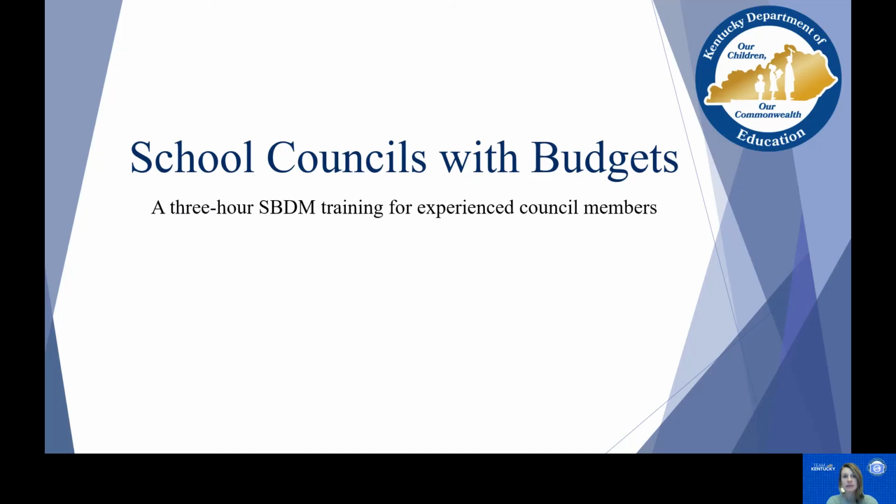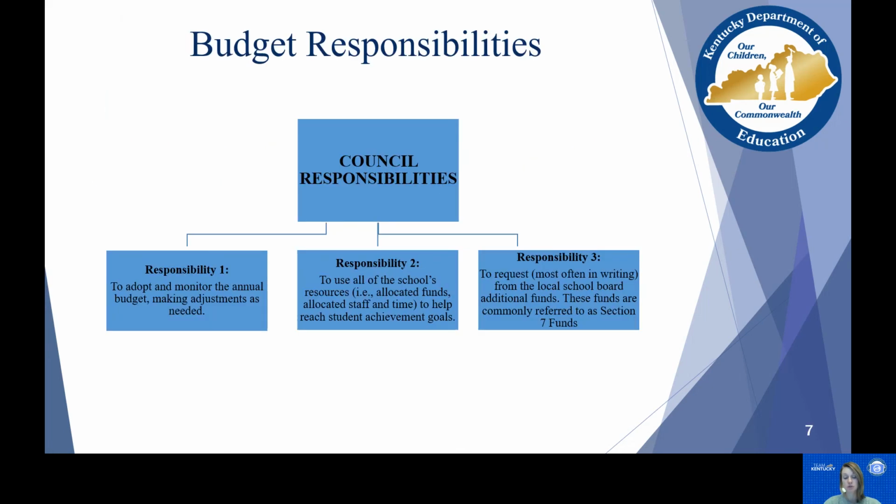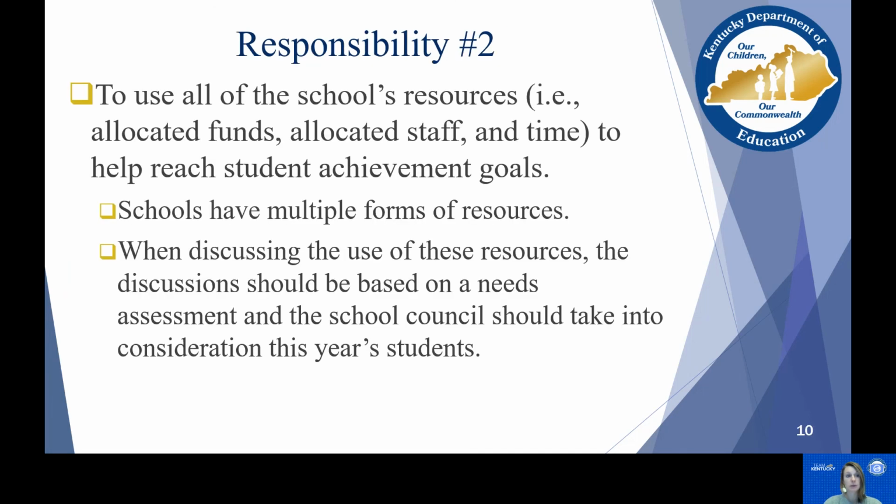Now we will look at the second responsibility councils have in regards to the budget, which is ensuring that all resources help students reach achievement goals. So if we go back to our original chart of the three, you will see the second responsibility there. And so the second responsibility, like I said, is to use all of the school's resources, such as allocated funds given to the school, allocated staff, and allocated time to help reach student achievement goals.